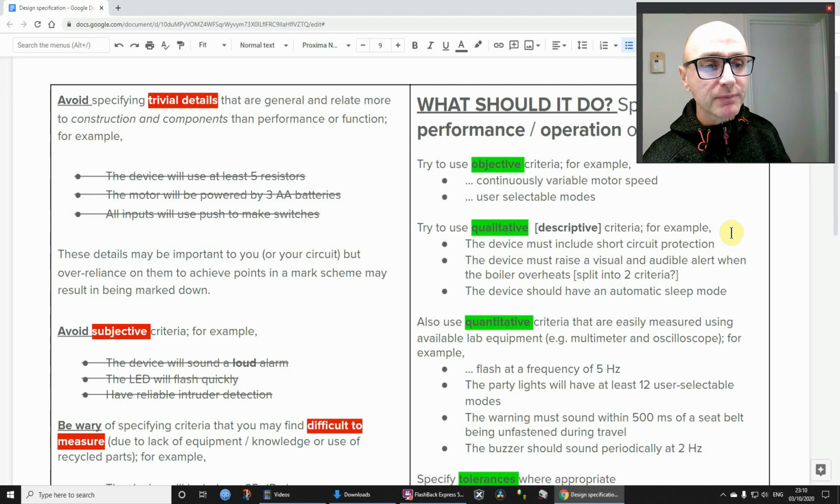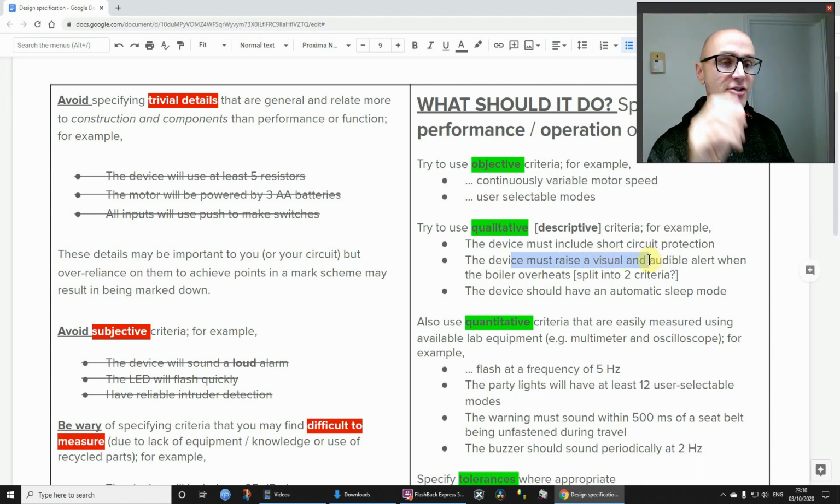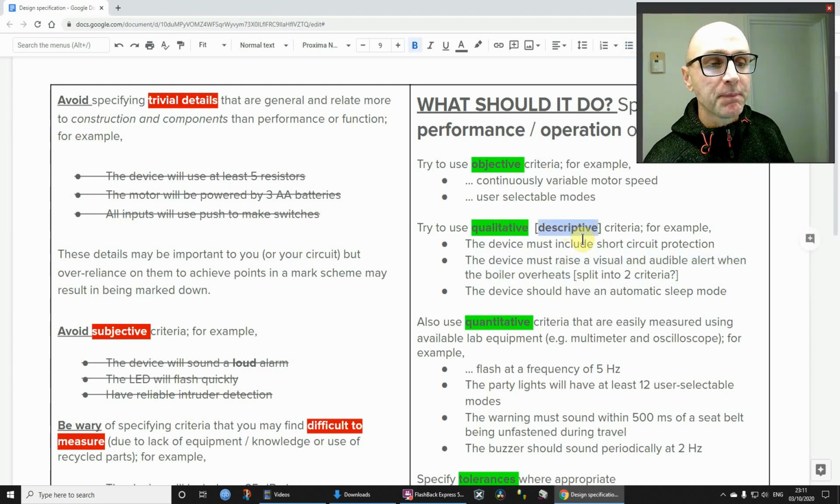If you said the device, your circuit, whatever it is, would raise a visual alert, like maybe a flashing lamp or LEDs, and an audible alert, which could be a buzzer or loudspeaker, when a boiler overheats, then absolutely, it's not measurable. It's not that you can't measure whether it has it or not. It either has it or it doesn't. So that's a qualitative or descriptive thing.